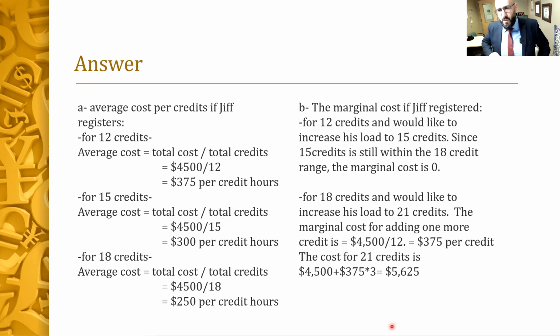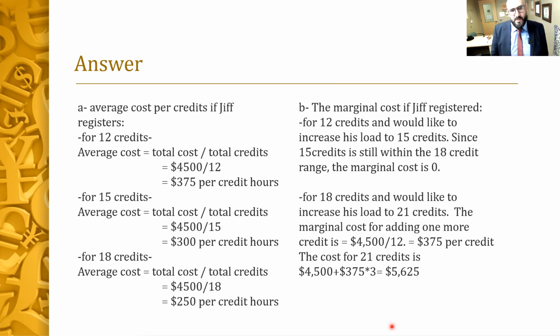Now let's take a look at part B and the marginal cost. The marginal cost if Jeff registered for 12 credits and would like to add one course of 3 credits. Since 15 credits is still within the 18 credits range, the marginal cost is 0. Adding 3 more credits is not going to add anything on top of the 4,500. So the marginal cost would still be 0.